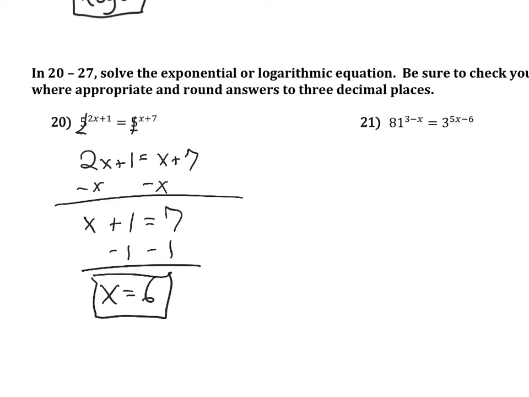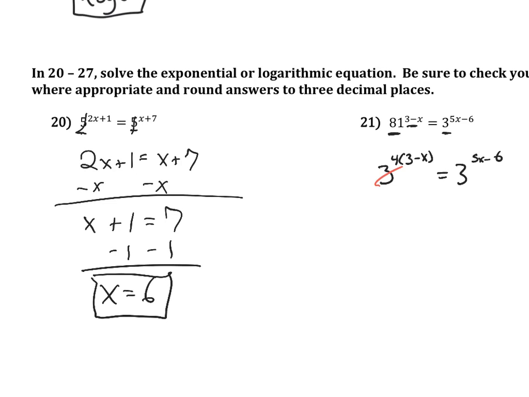Number 21 is a little bit harder. We have to have matching bases. So what we need to do is make both of these 3's, okay? When I look at 81, I think to myself, what 3 to the what power can give me 81? We can take 3 to the 4th power, and it's equivalent to 81. Then in parentheses after it, we're just going to drop this down, 3 minus x. Put our equal sign and just drop the other part down, 3, 5x minus 6.